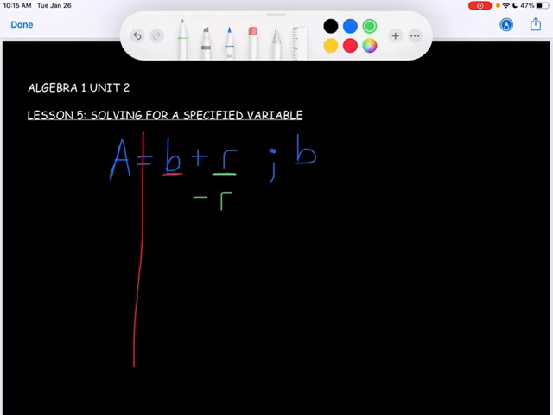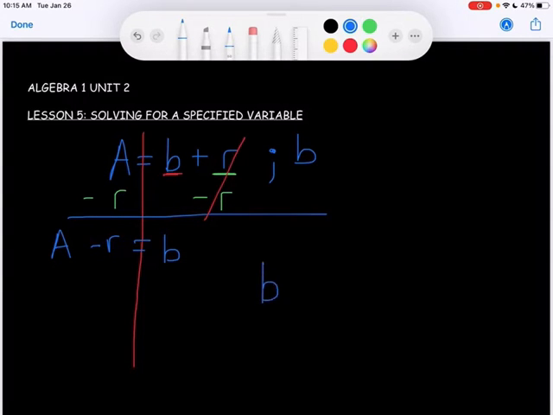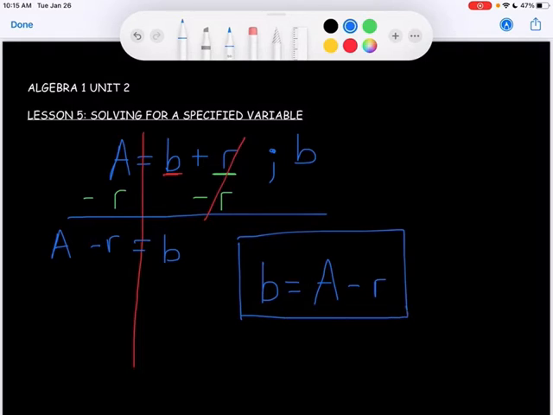And remember, what you do to one side, you must do to the other. So I'm going to subtract R from both sides so that it cancels out over here. And the whole point is to get B by itself, which now it is. So we've got B equals, and on the other side, I can't subtract R from A, so I just write A minus R. And we're done. B is by itself. You can rewrite it like this. B equals A minus R. Okay, either way works. I know this is a little bit more formal here, but you're done. All right, let's look at another example.